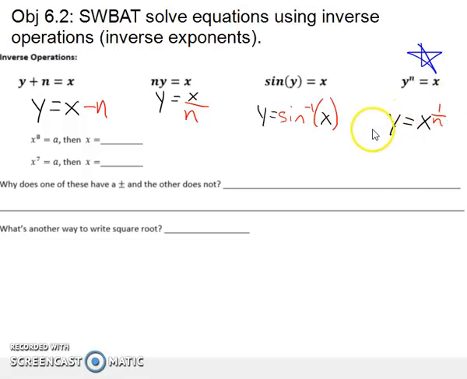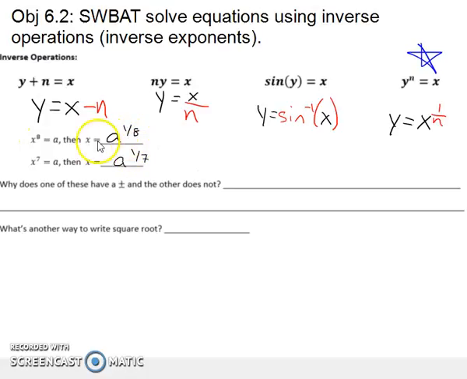This now allows us to solve a lot more equations other than things that just have squares and square roots. So for example, if x to the 8th is equal to a, then x is equal to a to the 1/8. And then if x to the 7th is equal to a, then x is equal to a to the 1/7. It's always the reciprocal.